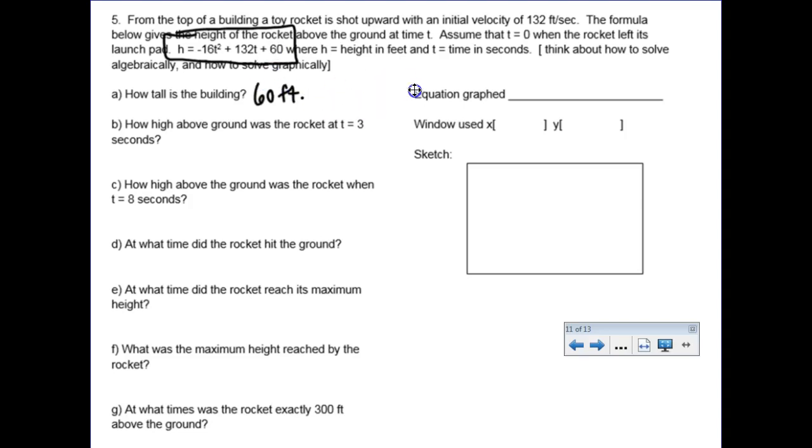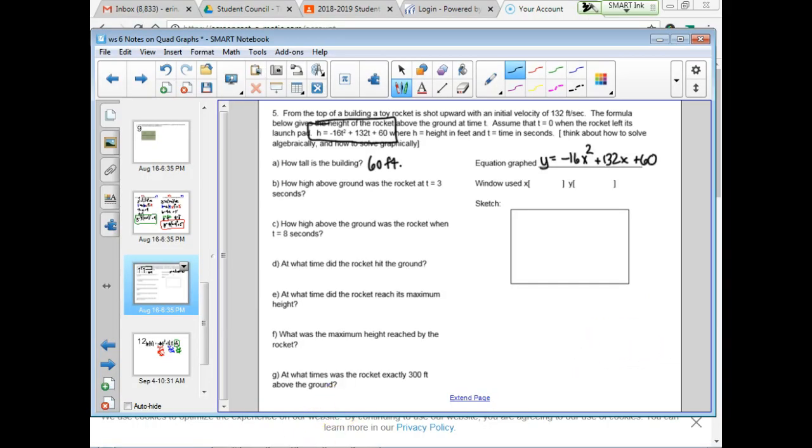For the rest of the questions, we're going to rely on our technology. On your calculator, it does not accept variables in this mode other than x. So when I go to graph in y equals, I need you guys to graph y equals negative 16 x squared plus 132x plus 60. But don't graph it yet because we're going to play with the window. All right, get that typed in.